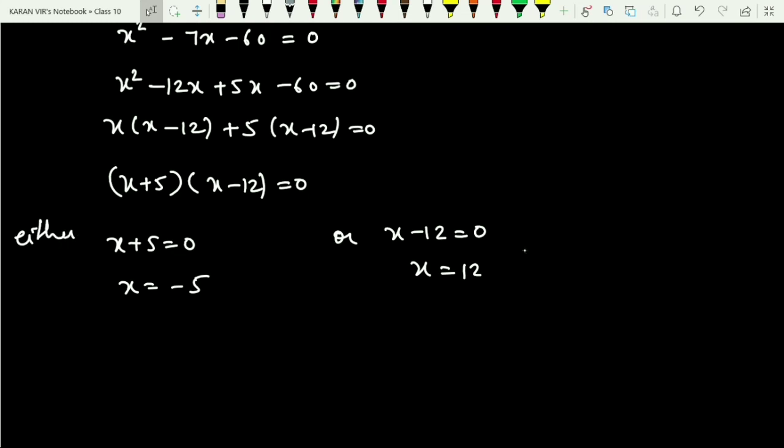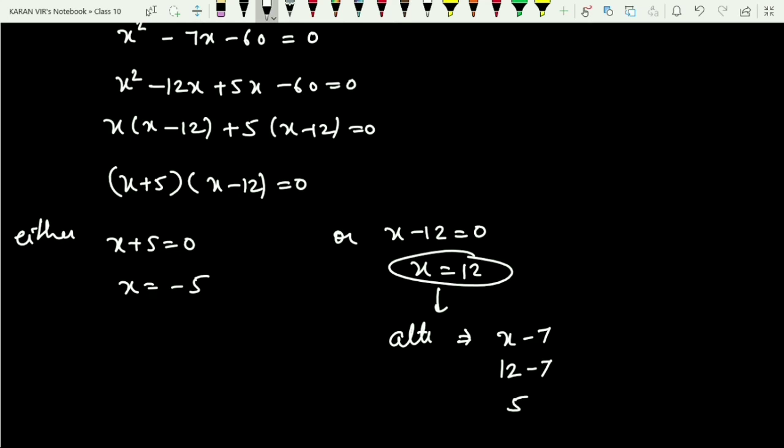But this case is rejected because a side can never be negative, and hence the base of the triangle is 12. So if the base is 12, the altitude will be x minus 7, so that is 12 minus 7, which is 5.